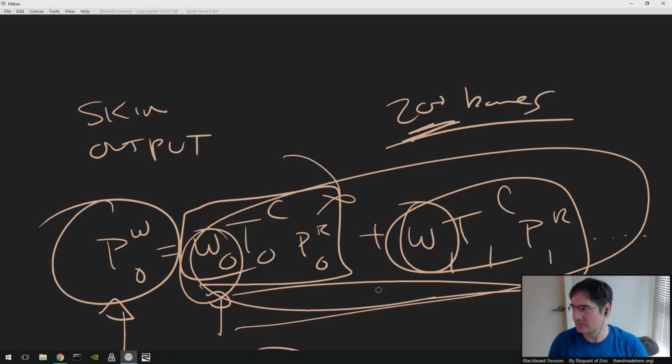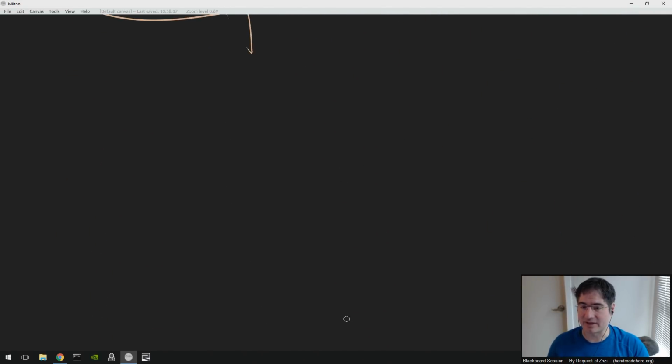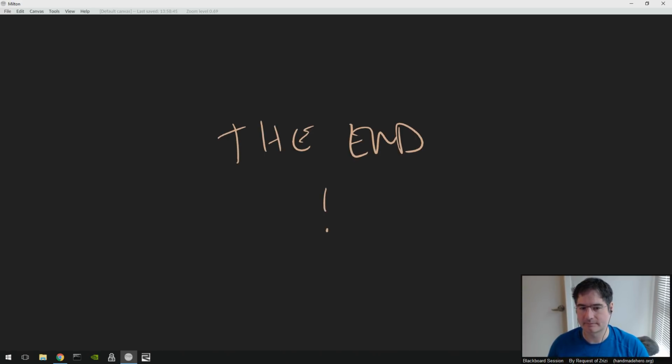Everyone cool with that? Hopefully that's all clear there. That is fundamentally how mesh skinning works. That's the end of it. Right? So I don't think there's really anything else you need to know to implement mesh skinning. That's it, right? That's the end of the story for mesh skinning.